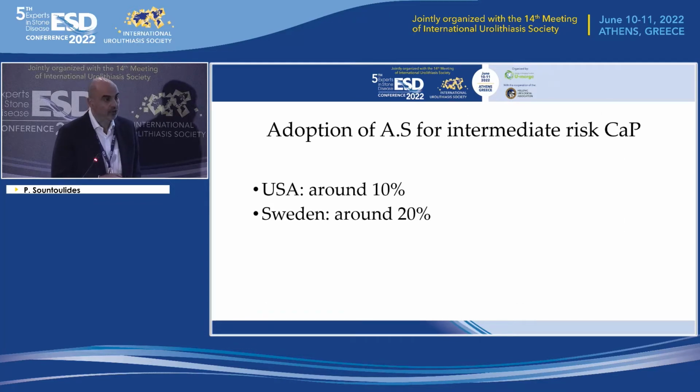So, what about the adoption of active surveillance in this specific group? As you can see, it's rather small, and this is more or less expected. In the USA, the rate of adoption of active surveillance for this intermediate risk group is around 10%, and in Sweden, it might go up to around 20%.